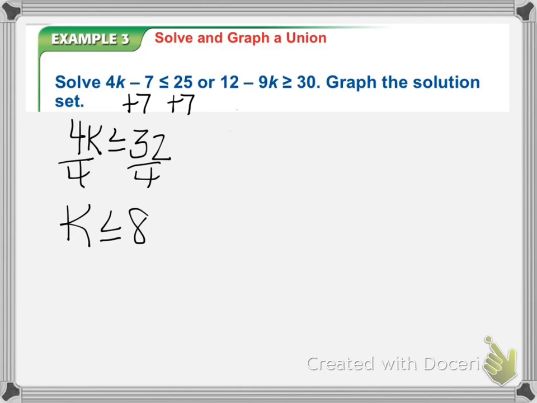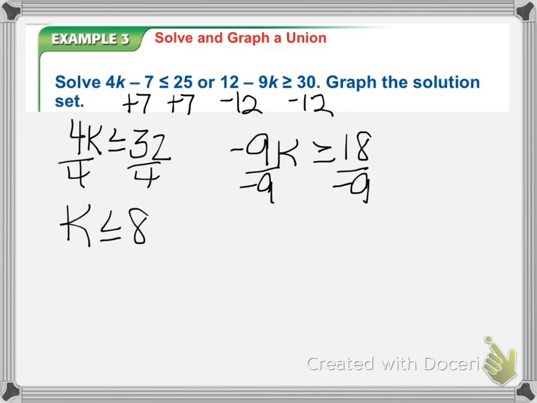Now, go to the next one. So you are going to subtract your 12. That leaves you with negative 9k is greater than or equal to 18. You're going to divide by your negative 9. That's going to leave you with k is less than or equal to negative 2. Don't forget to flip that symbol because you divided by a negative.